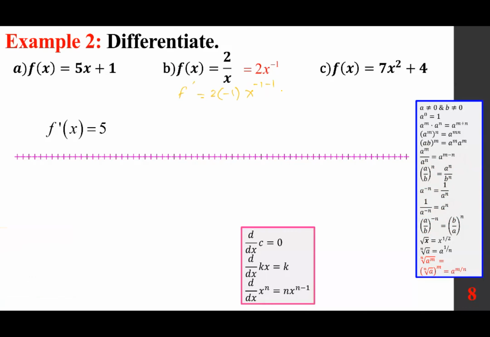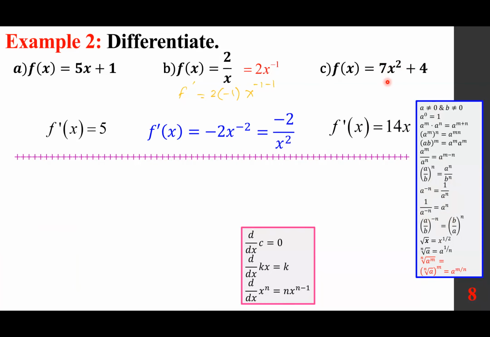Which becomes -2x to the power of -2. And we are going to take the -2 down, make it positive, and it becomes -2x squared, according to those negative exponent rules that we should be very comfortable with. This one is very straightforward. 7 times 2 is 14. So 14x is the answer.